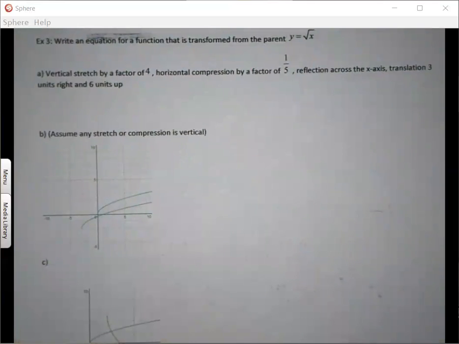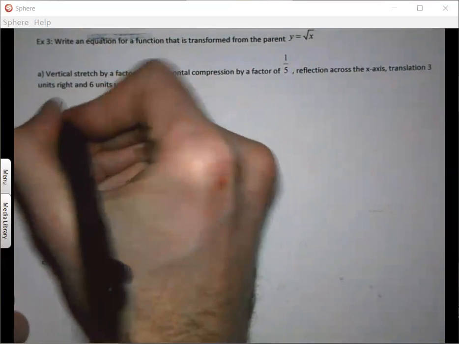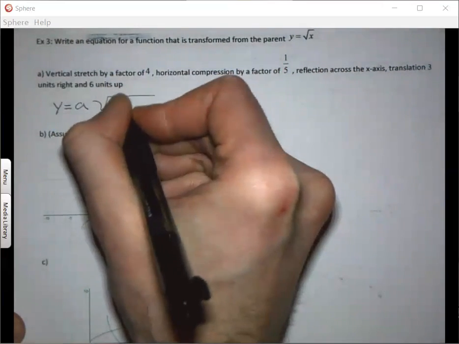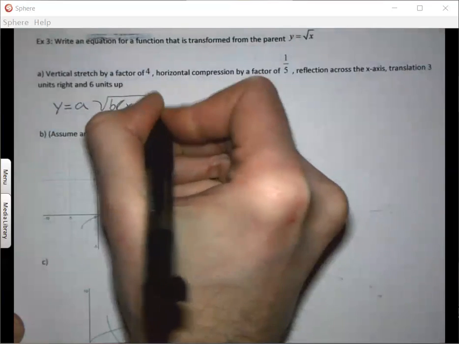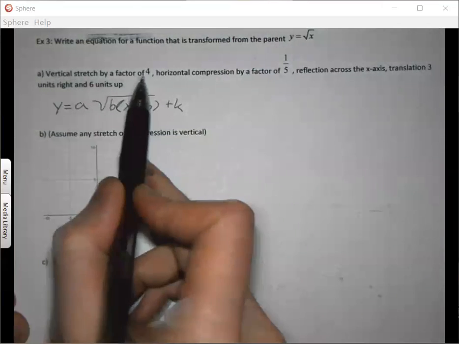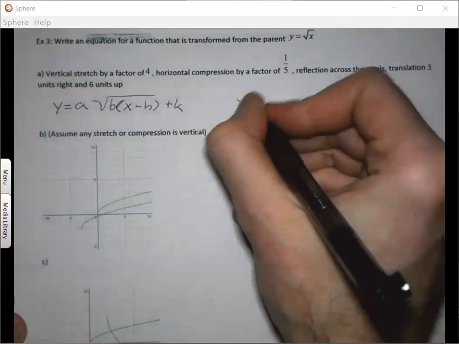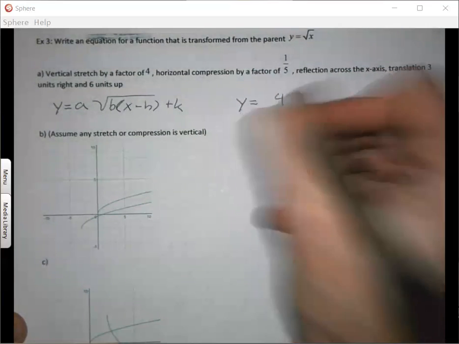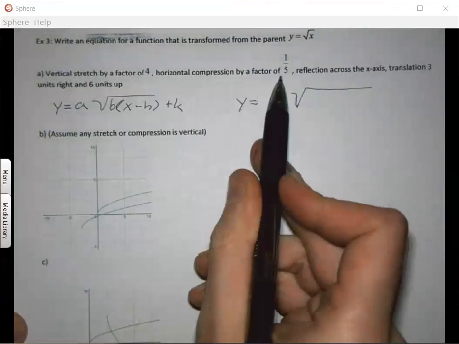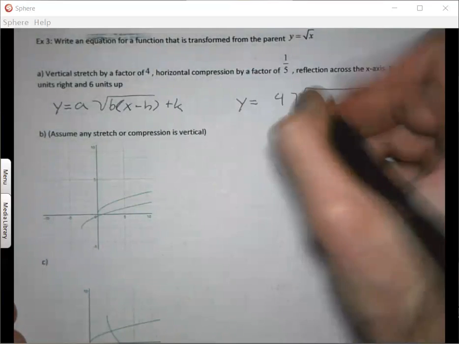Okay, so now we're going to write the equation given the description, or in general, y equals a square root b times x minus h plus k. So vertical stretch by a factor of 4. It's going to be our a. Horizontal compression by a factor of 1/5. And here we're going to do the reciprocal.